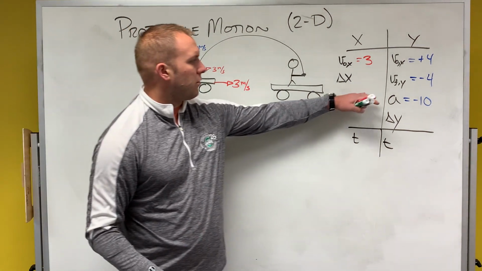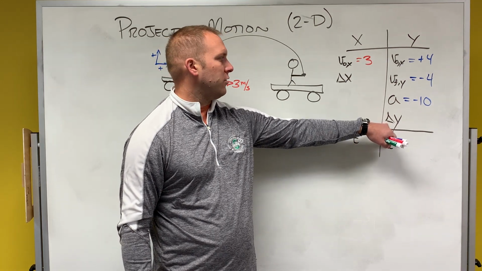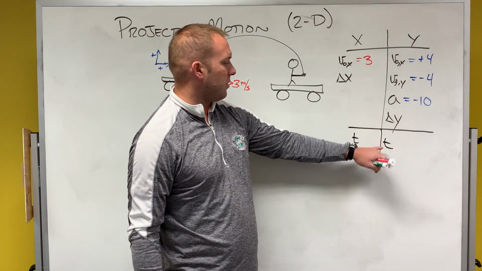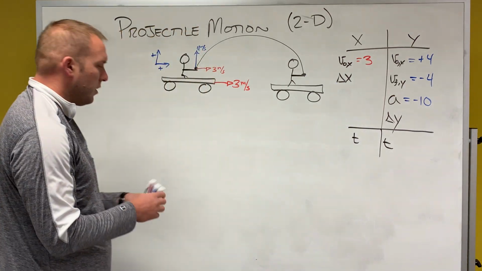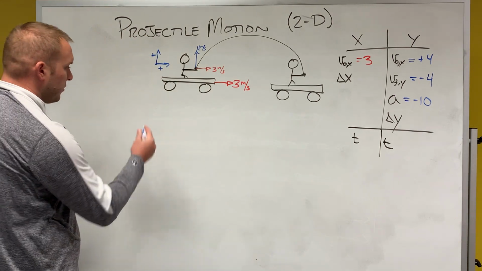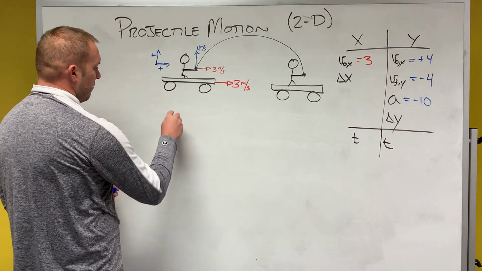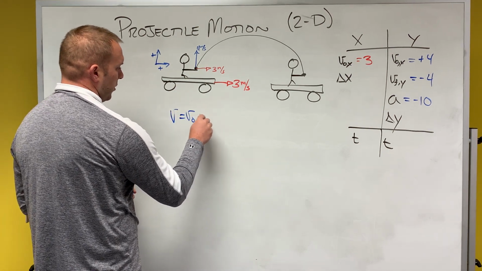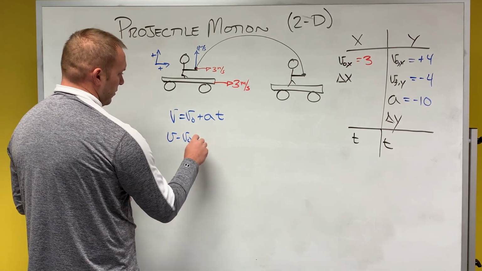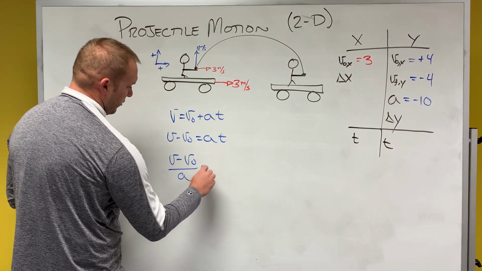What I can do then is work through and figure out my displacement. If I don't have time, I can still figure out my displacement in the Y direction. I could then figure out how far the ball went here, because once I know displacement, I can solve for time. So let's try to find time first. To do that, I'm going to use my Y motion, so I'm going to use my blue marker. Velocity equals velocity initial plus acceleration times time. So velocity minus velocity initial equals acceleration times time. So velocity minus velocity initial, over acceleration, equals my time.